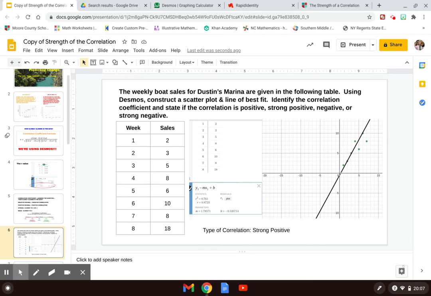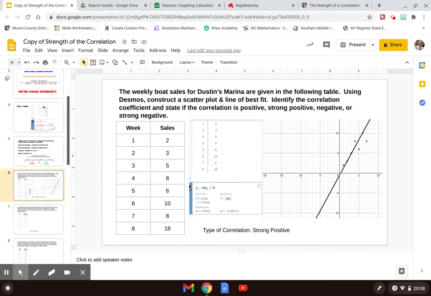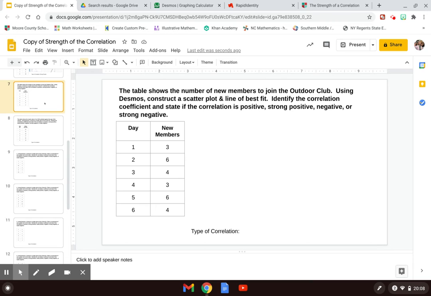So you see, you can look at your line of best fit, and you can see that your data is pretty close to your line of best fit at the same time. But your r factor, your r correlation coefficient, gives you a numerical representation of it as well. All right. So let's go to the next one.